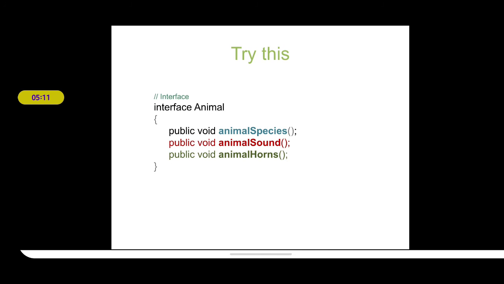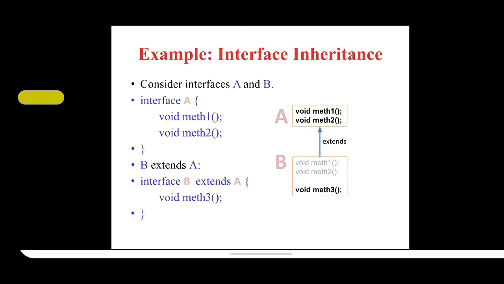In this example, there are three methods in the animal interface. Inside the main class, all the methods of the interface are called here.